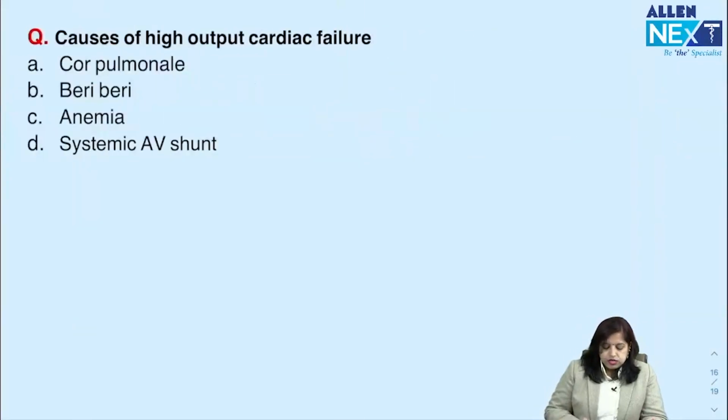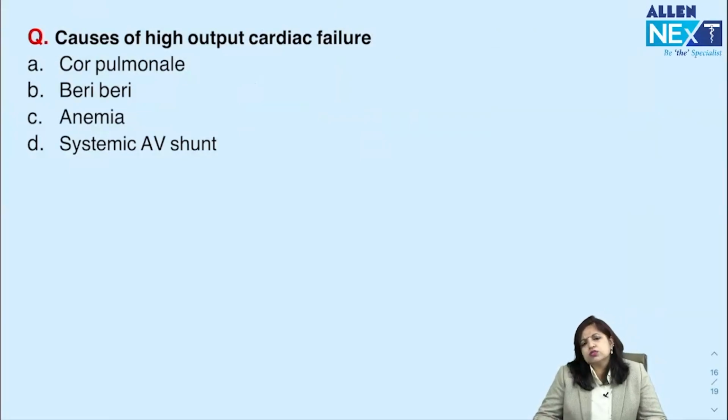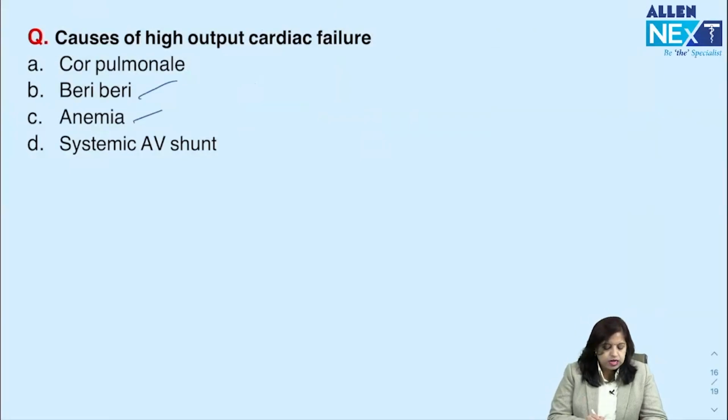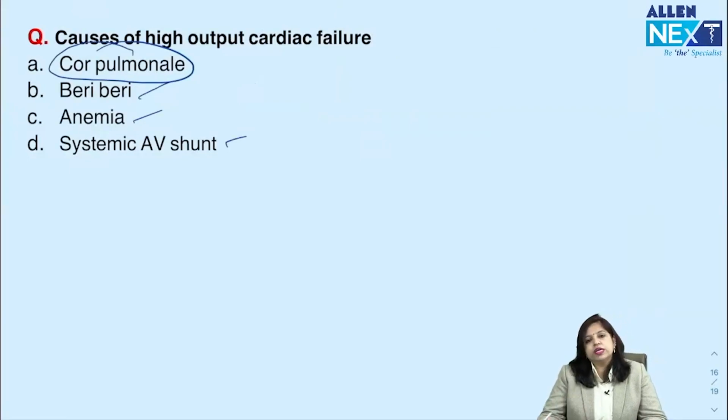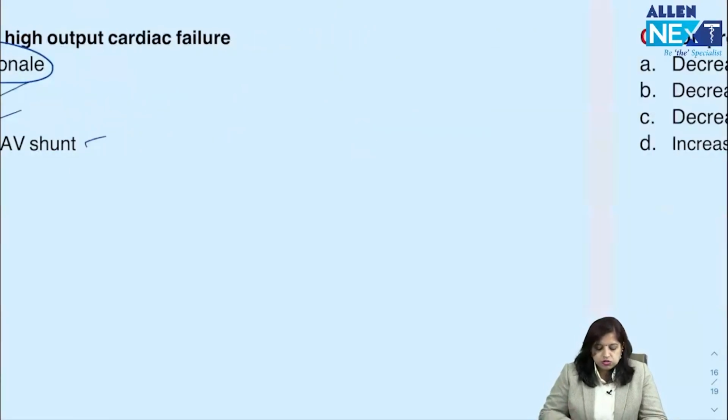Okay, then next is causes of high output cardiac failure. I can also discuss this. We already know this is high output, this is high output, and this is also high output. So definitely the answer becomes cor pulmonale, right? So this is right ventricular failure, although this must have been nicely discussed in the medicine portion also.